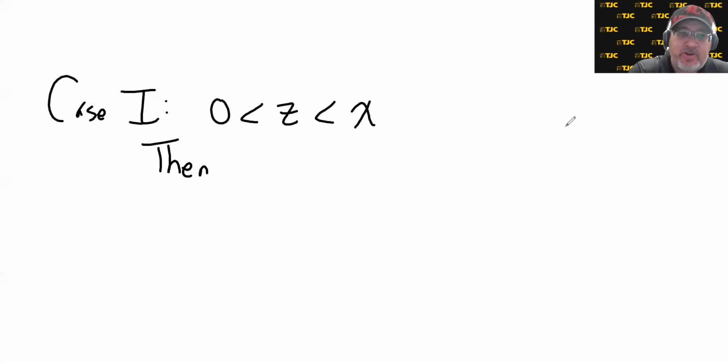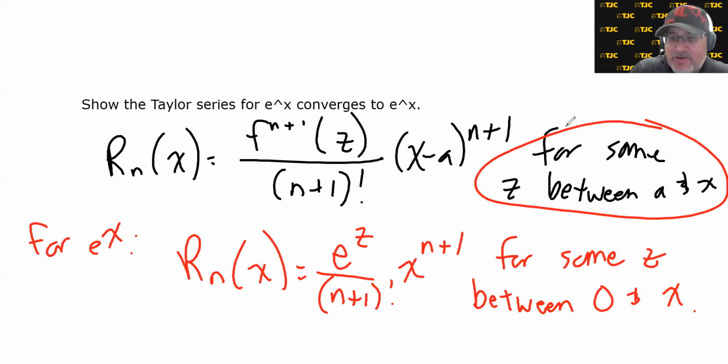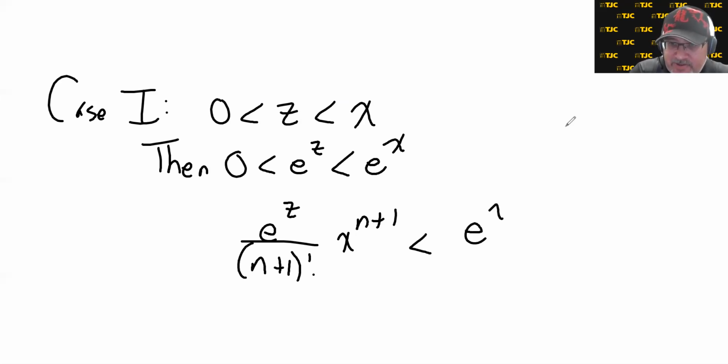If this happens, then because e to the x is an increasing function, we know 0 is less than e to the z, which is less than e to the x. Remember, e to the x looks like this. It's increasing, so the bigger a number, the bigger the e to the power is. So what does that mean about the remainder? Well, the remainder was equal to e to the z over n plus 1 factorial times x to the n plus 1. Because e to the z is less than e to the x, we've got that the remainder is less than this.